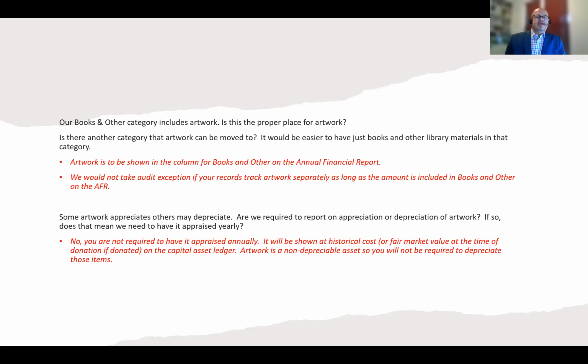Our books and other category includes artwork. Is that the proper place for artwork, and is there another category that artwork can be moved to? It would be easier to have just books and other library materials in that category. Artwork is to be shown in the column for books and other on the annual financial report. So that's important to remember. We wouldn't take exception if on your records you had that reported separately, but when you get to that annual financial report, you're going to have to combine them into that books and other category.